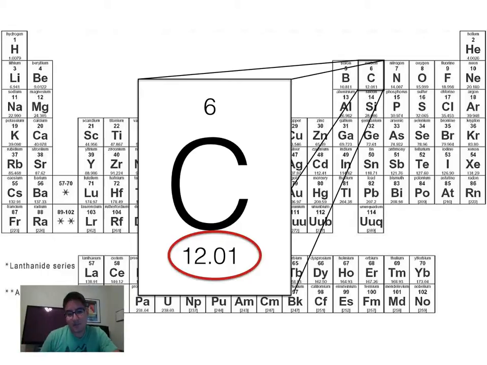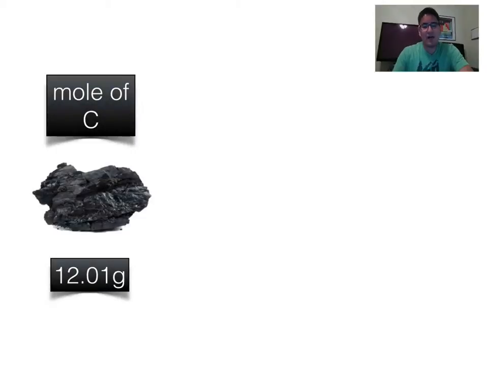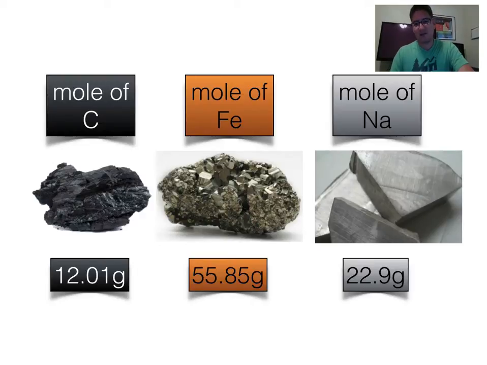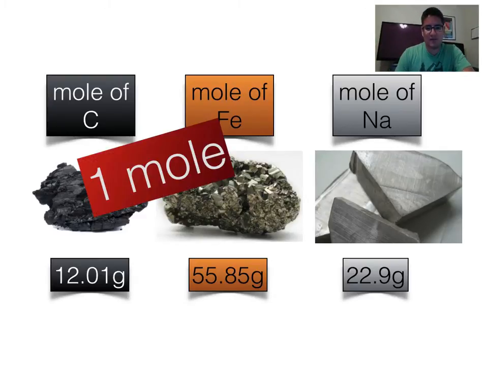So how does this number 12.01 come into play with this number? Well, 1 mole of carbon, which is 6.02 times 10 to the 23rd power, is 12.01 grams. 1 mole of iron is 55.85 grams. And 1 mole of sodium is 22.9 grams. So we need to deal with large numbers in order to get enough of this substance, a quantity large enough that we can work with in the lab. So this is where the mole comes into play.